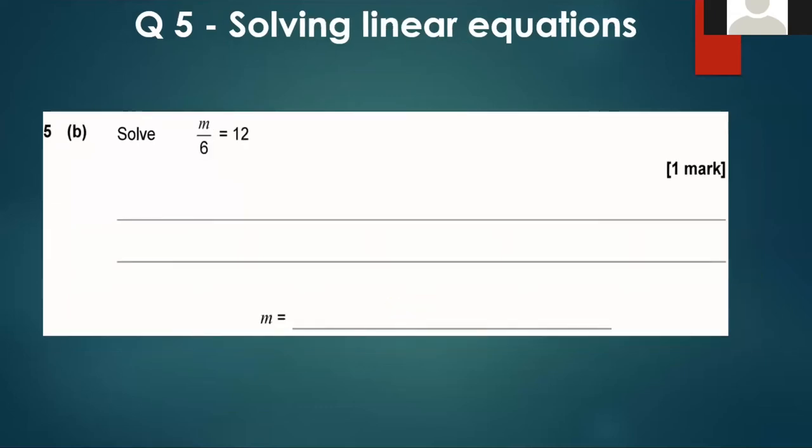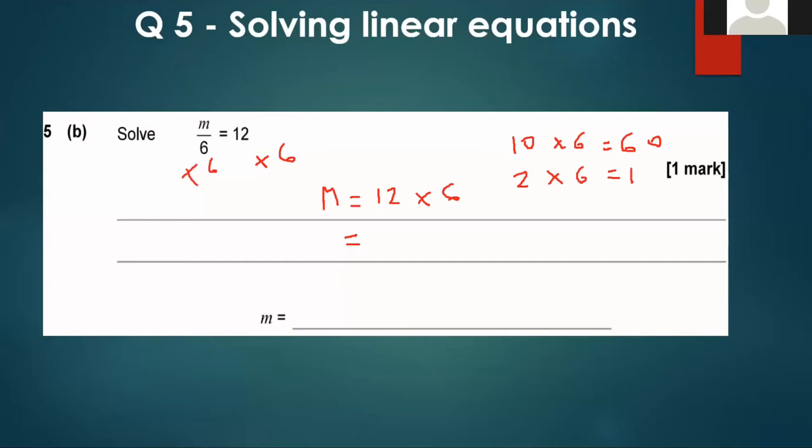In part B, guys, solve m over 6 equals 12. So m divided by 6 equals 12. The opposite of division is to times. So timesing both sides by 6, because that's the opposite of dividing by 6. m is equal to 12 times 6. So working this out, guys. 10 times 6 is 60. 2 times 6 is 12. 60 add 12, we're going to get 72, guys. So adding my answers, I'm going to get 72. So m equals 72 for question 5B, guys.